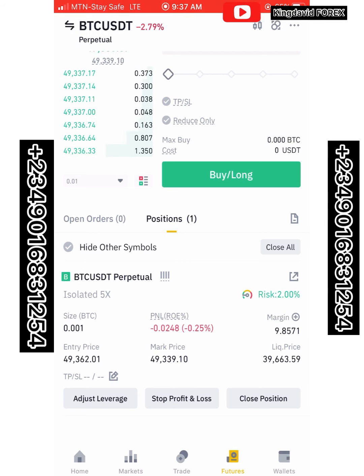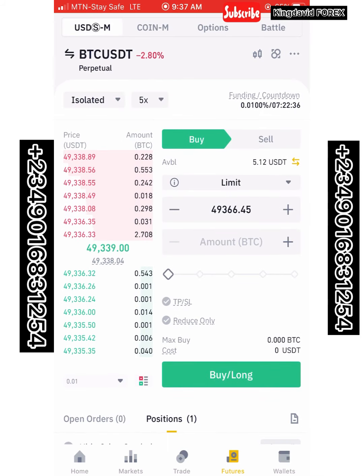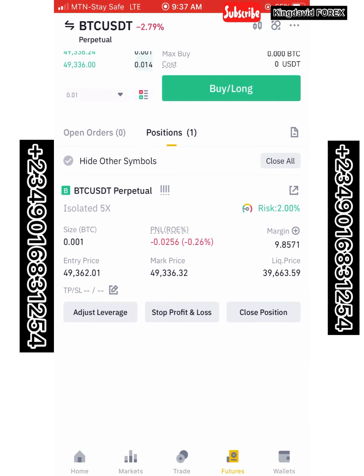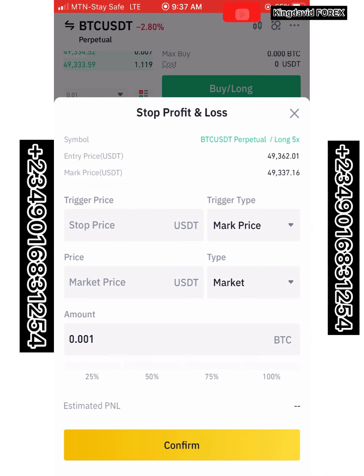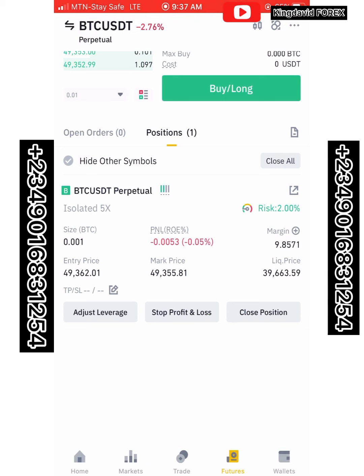So with this, of course I'll be in profit. This is just a few ways to explain to you guys how to trade futures. You can always put a stop loss, in case you want to have a trigger price, and also a take profit, so that when the price gets to a certain level, the trade closes for you.